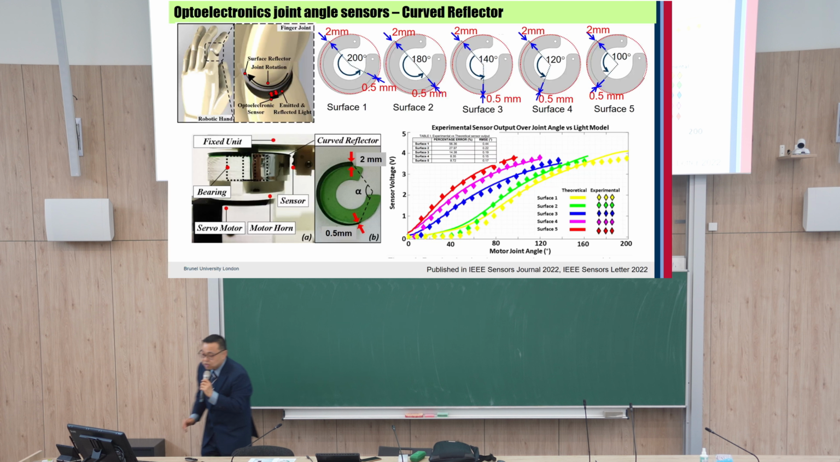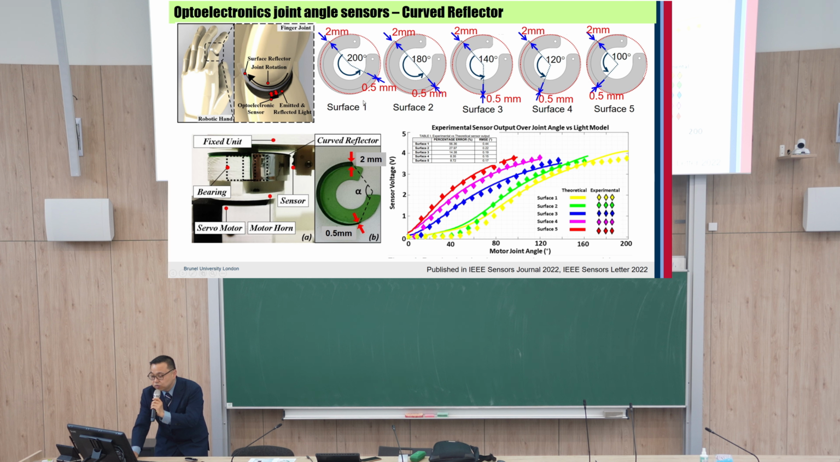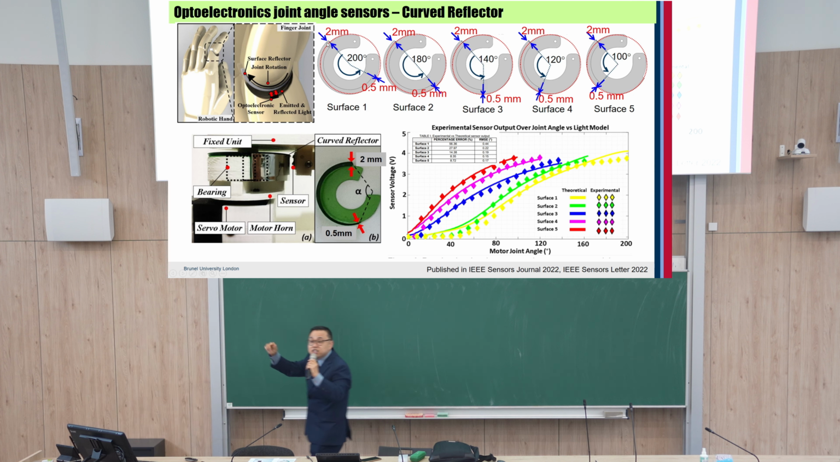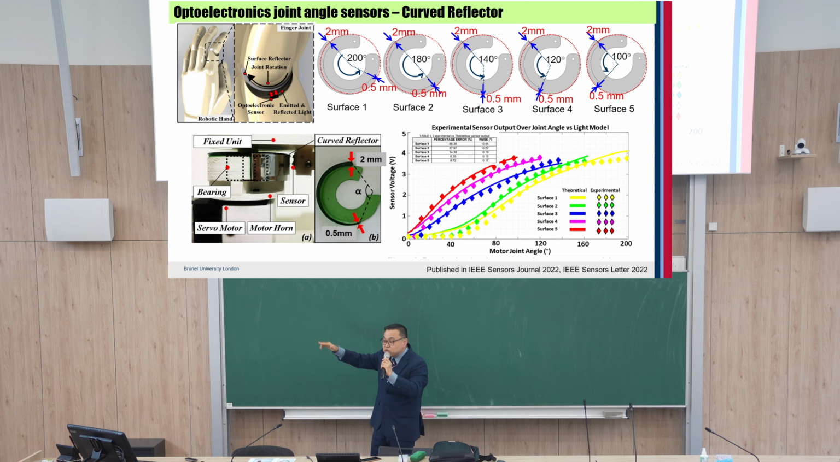So here, maybe there are 5 different profiles. For example, surface 1 case, and something here. Now this curved surface, from 0 degrees to 200 degrees, and then this radius slowly, smoothly increases by maybe 2 mm, from the 0 angle to 200 angle.